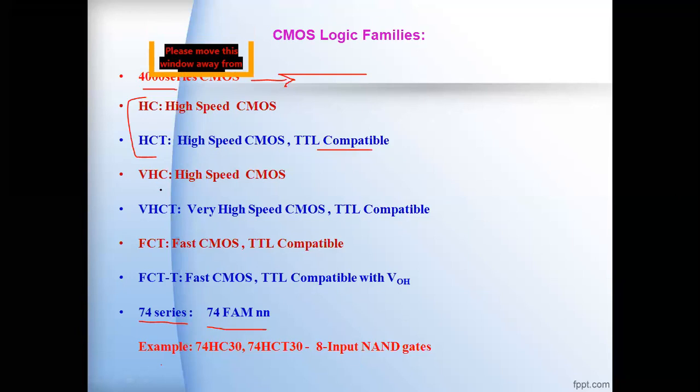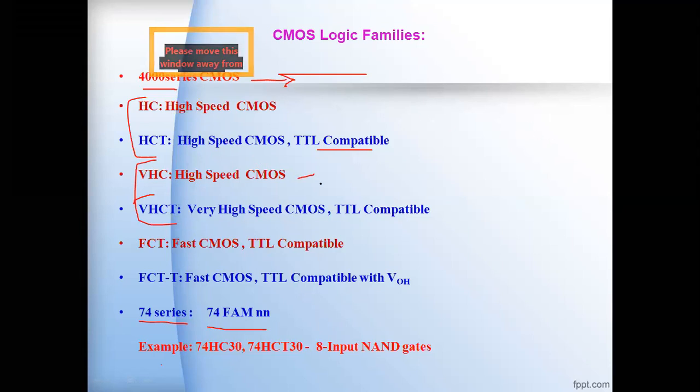And then after we have this VHC and VHCT, very high speed CMOS and very high speed CMOS TTL compatible. The difference between the HC, HCT, VHC, VHCT is the speed. The VHC and VHCT are twice as fast as the HC and HCT, with better output driving capabilities.